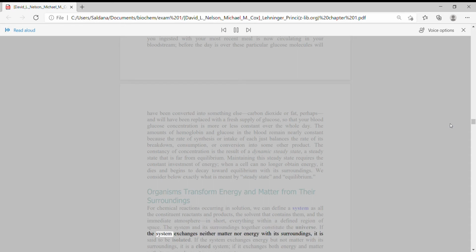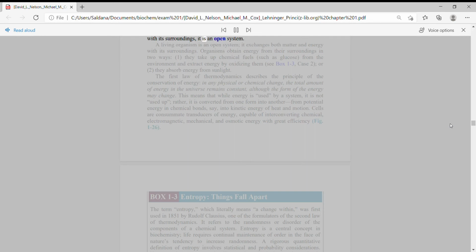If the system exchanges neither matter nor energy with its surroundings, it is said to be isolated. If the system exchanges energy, but not matter, with its surroundings, it is a closed system. If it exchanges both energy and matter with its surroundings, it is an open system. A living organism is an open system. It exchanges both matter and energy with its surroundings.